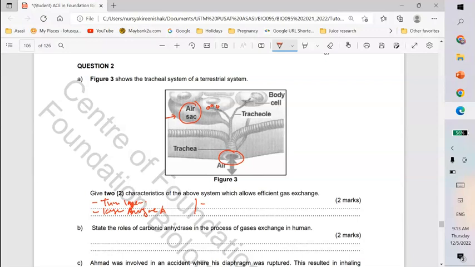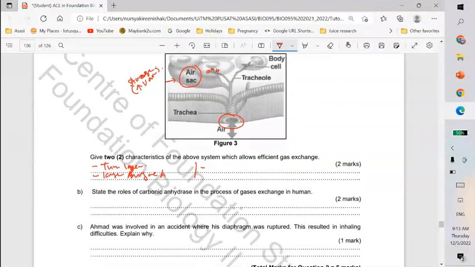So the function of the air sac is to store air, storage of air, so that this is to increase the volume of air to be supplied to the body cells.